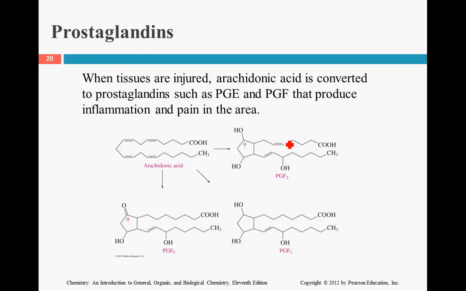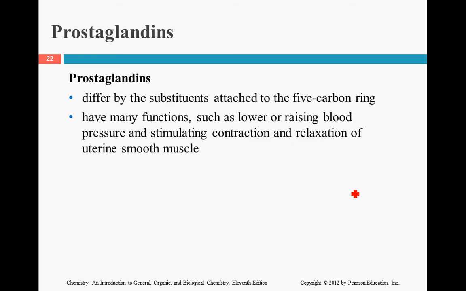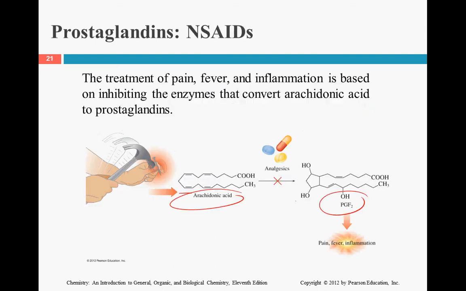that then, when it starts to react, it goes from, here's the arachidonic, it closes in to the 5-member ring, and that produces an inflammation or a pain in the area. So for instance, if you hit your thumb with a hammer, that arachidonic acid turns over to the prostaglandin. The only difference between the two of them is the substituents on that 5-ring carbon.